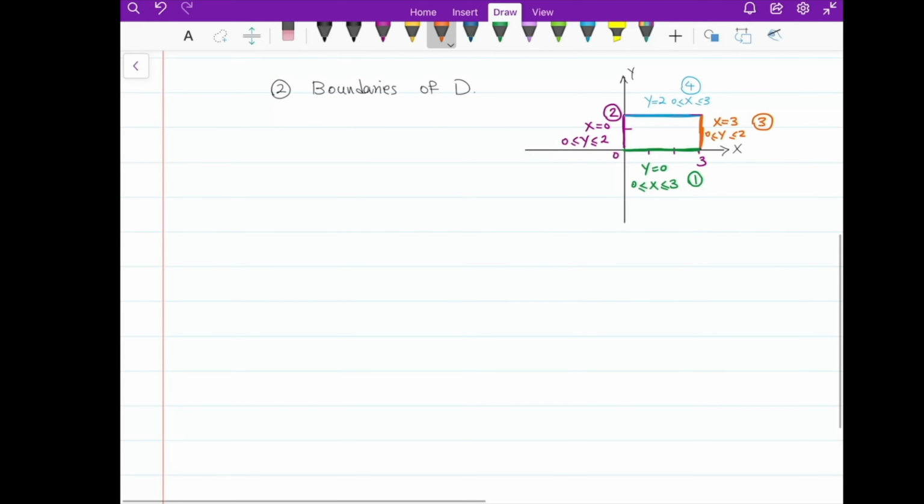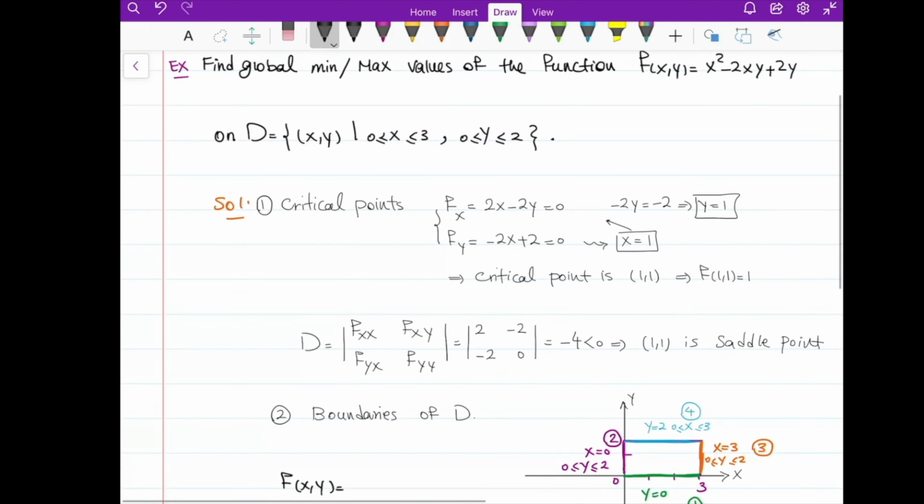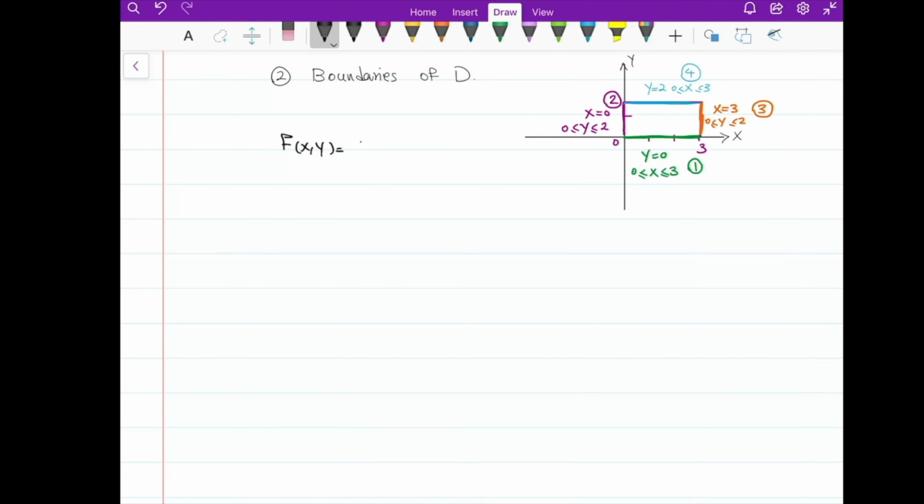Now, for each of these equations, I need to find the maximum or minimum of f. So what is the function f(x, y)? The function is x squared minus 2xy plus 2y. On the first boundary, I have y equals 0 and x between 0 and 3. Then I plug y equals 0 into the equation, so I get f(x, 0), which would be what?